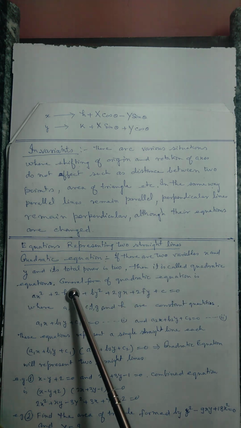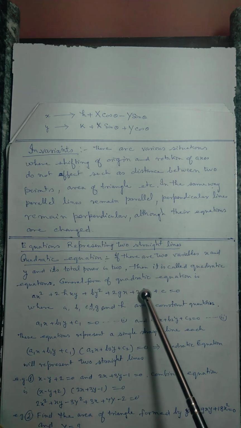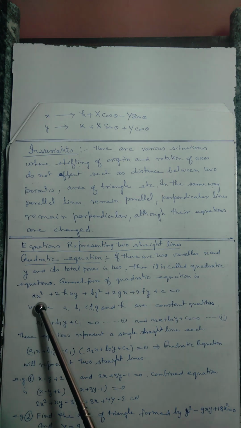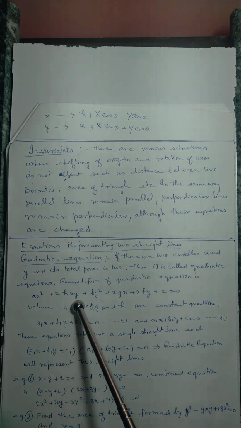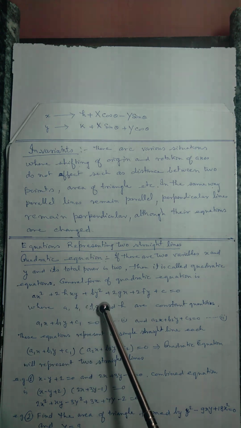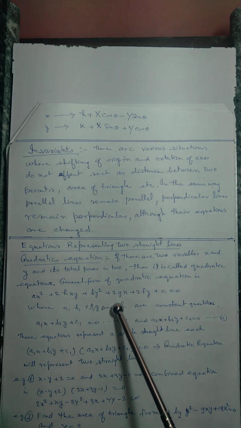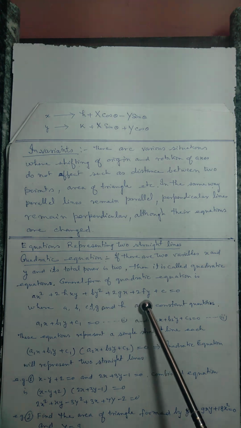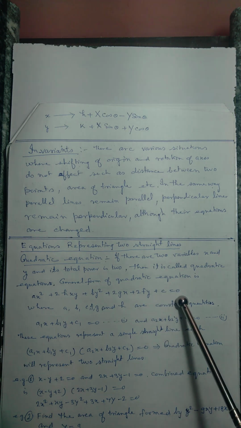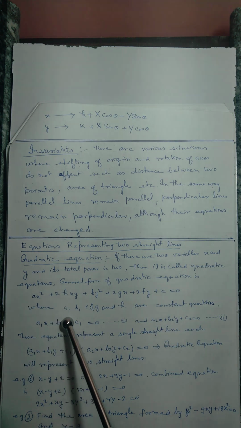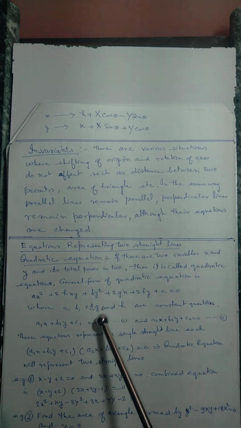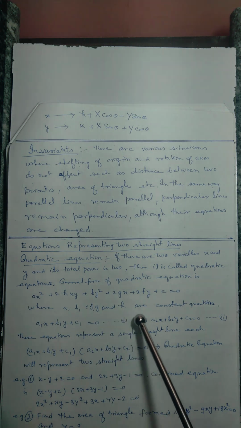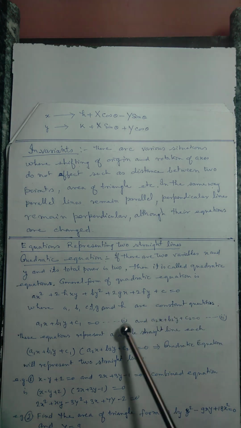the quadratic equation. The general form of the quadratic equation is ax square plus twice hxy plus by square plus twice gx plus twice fy plus c equal to 0, where a, b, c, f, g and h are the constant quantities.